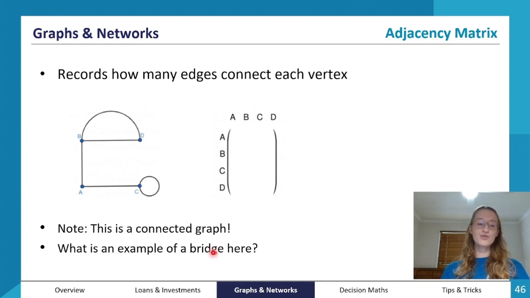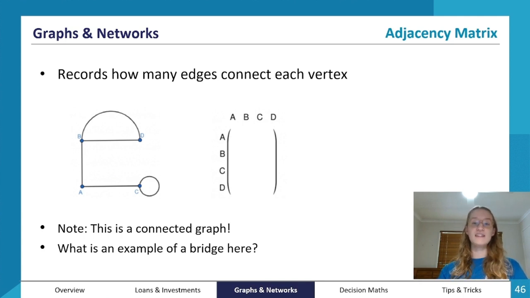Another quick thing I'll draw your attention to is what is an example of a bridge. That's some more terminology you might need to know. A bridge could be this one here, for example, this one here, or this one here. Oh, not that one there, actually. Sorry, that's my mistake. That's not a bridge. But this is an example of a bridge, and this is an example of a bridge. I'll leave it to you to think about why.